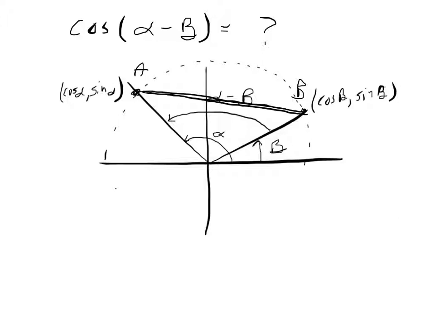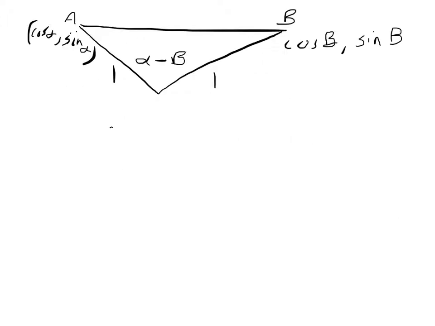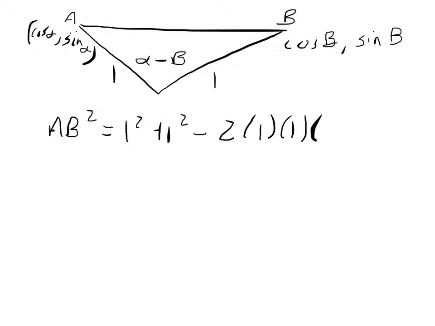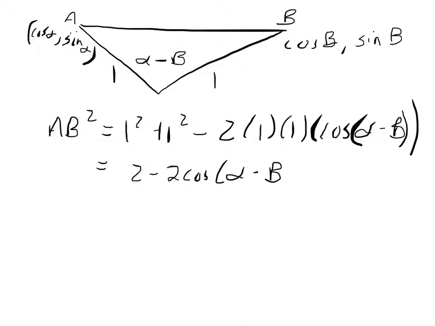That's the strategy. So by the law of cosines, AB squared is going to equal 1 squared plus 1 squared minus 2 times 1 times 1 times cosine of alpha minus beta. Aha, we were trying to find a formula for the cosine of alpha minus beta, and there it is. We can then simplify this, and we get 2 minus 2 cosine of alpha minus beta. So that's method 1.